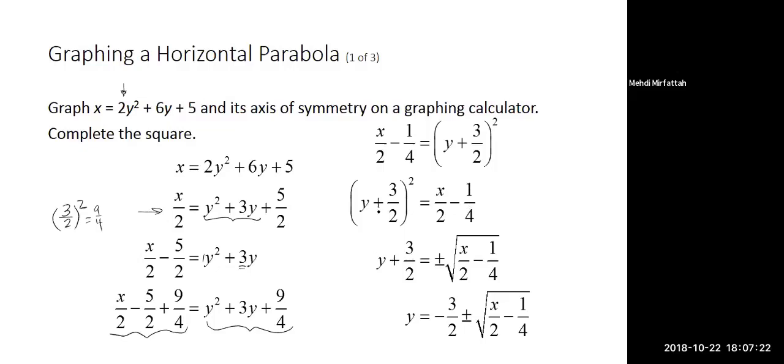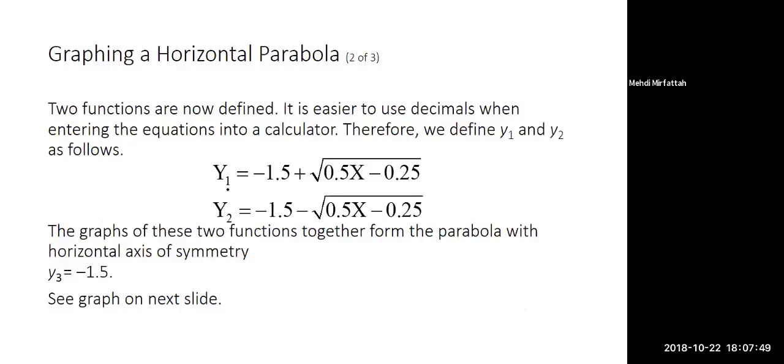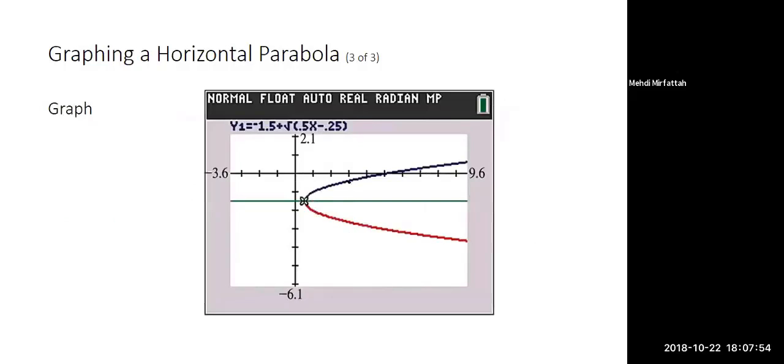And now I can solve for y. So y plus 3/2 would be plus and minus the radical of this term here. I'm going to isolate y by subtracting 3/2 from both sides of the equation. And this would be my equation that I can enter in my calculator to graph them. y is equal to minus 3/2 plus radical x over 2 minus 1/4, and the minus of that. These are the two equations you put in your calculator, and then you can see the graph using this method.